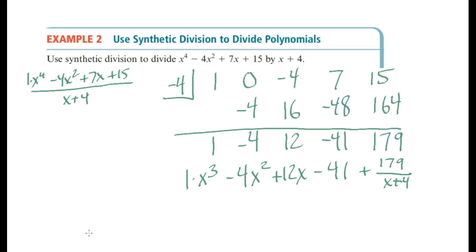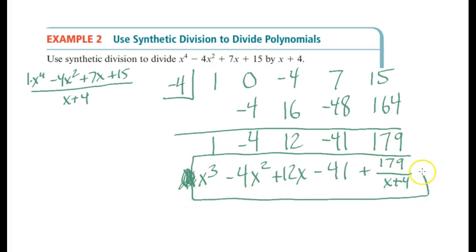Oh, and quick note, just to let you know, this 1 isn't really needed. Keep in mind 1 times x cubed. You can just get rid of that. So it's just x cubed minus 4x squared plus 12x minus 41 plus 179 over x plus 4 is our solution.